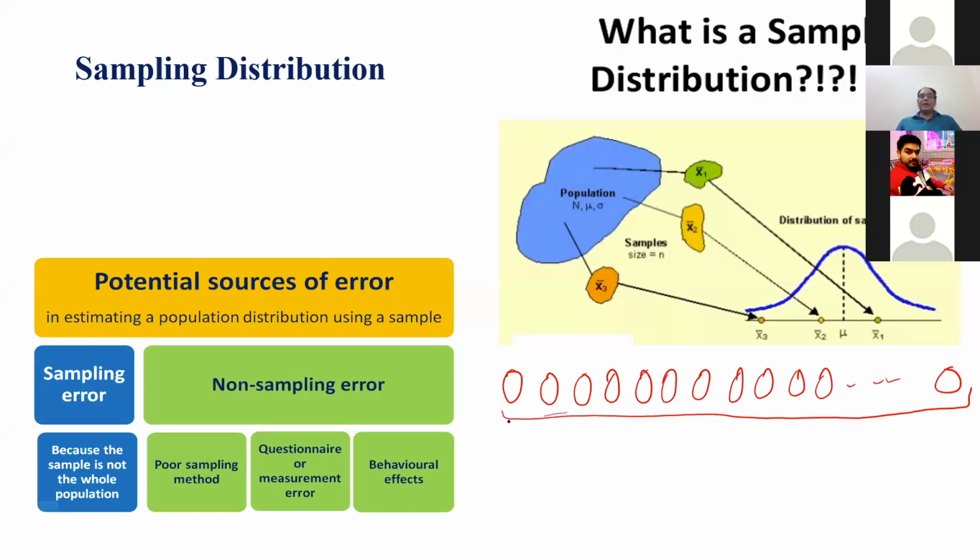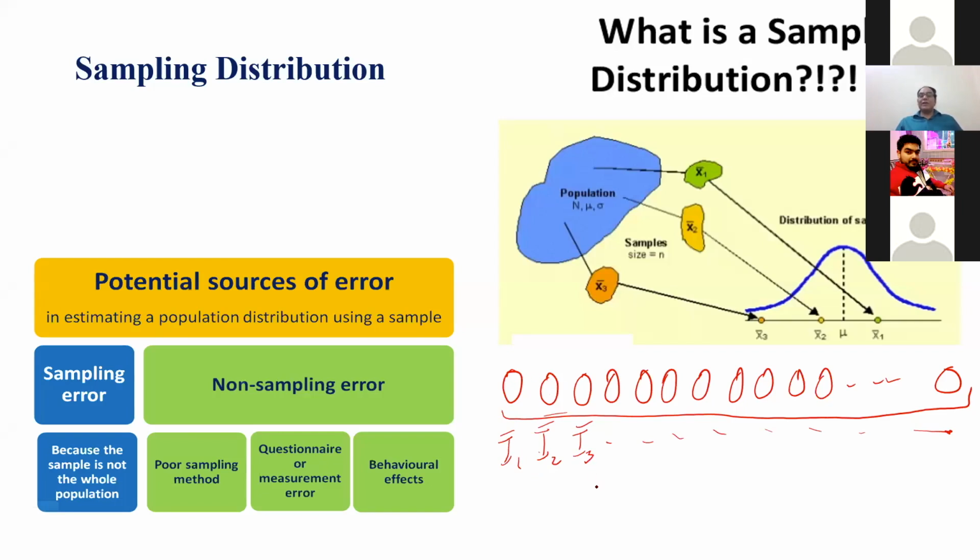So can I say the average income of all the samples is the same? Can I say the average of all the samples is the same? The answer is no, right? Because two samples may belong to the same population, but two sample means cannot be the same. Two sample means may be the same, may not be the same. Most of the time they are not the same.